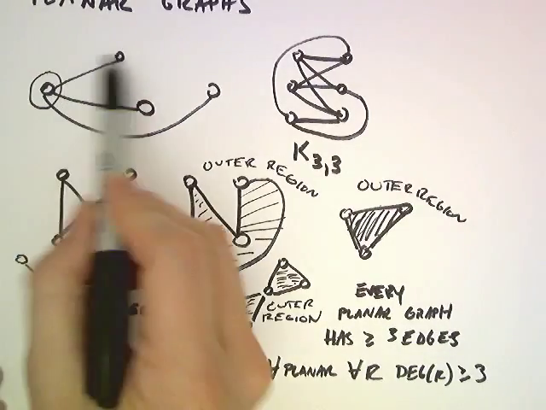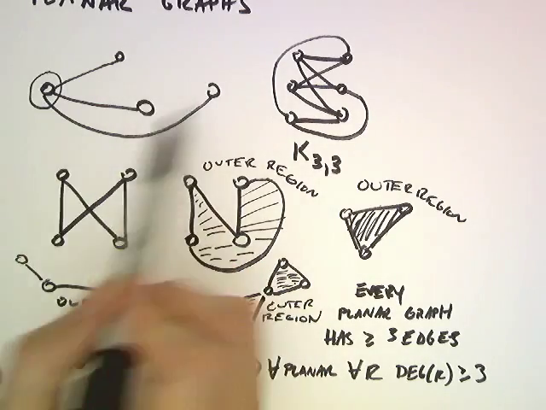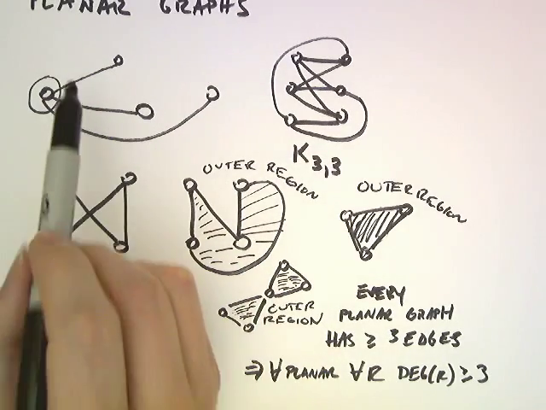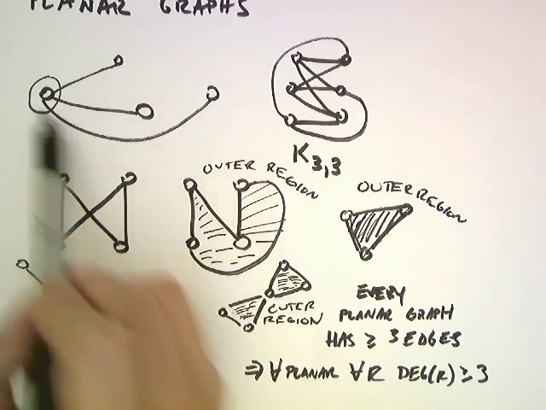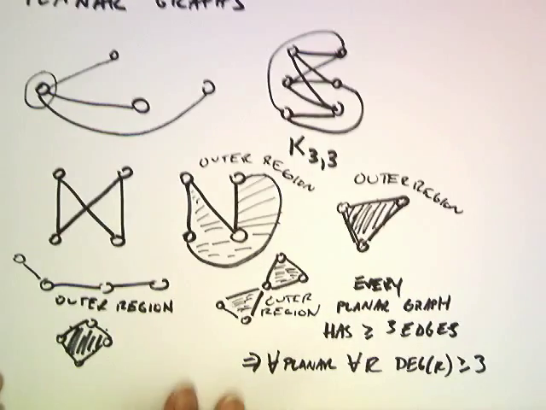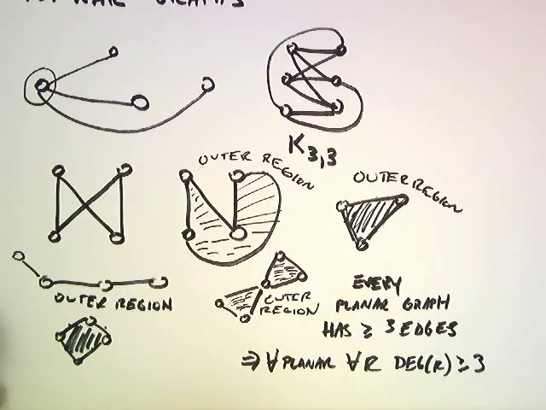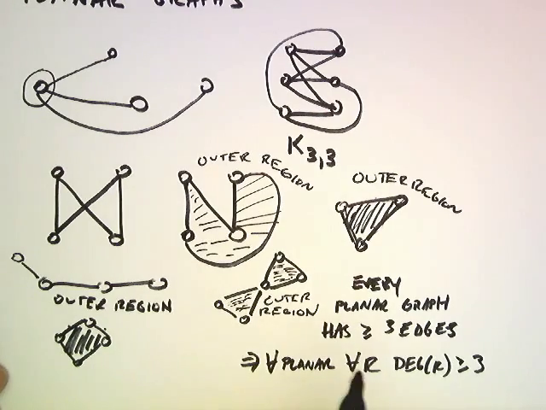So this graph up here also only has one region. It's the outer region, and it would have degree 3. So again, the degree of a region is the number of edges that border that region. And so for every planar graph, and for every region in that graph, the degree of the region is going to be greater than or equal to 3, because we're going to assume that every planar graph has at least 3 edges.